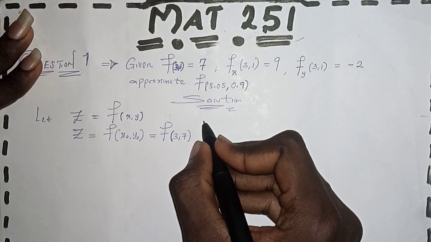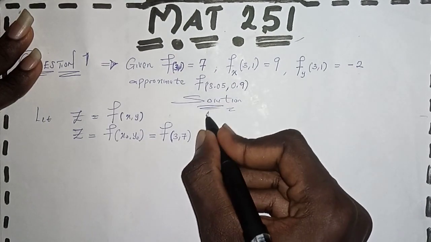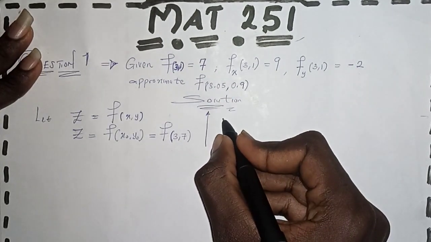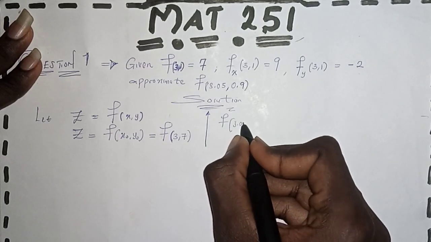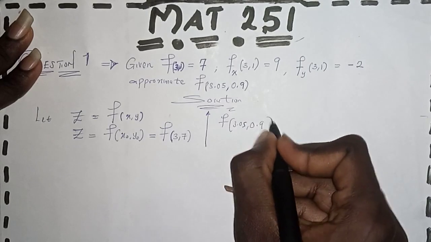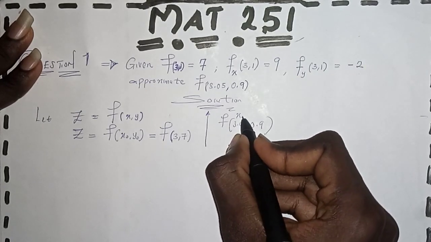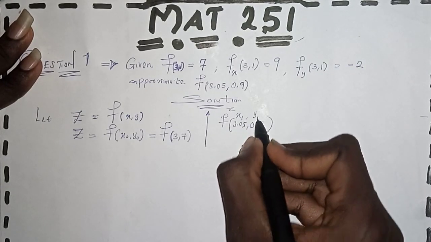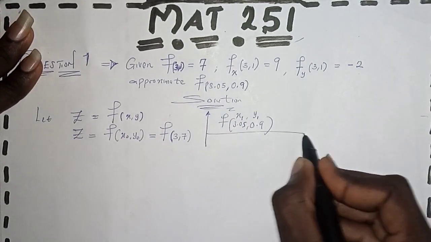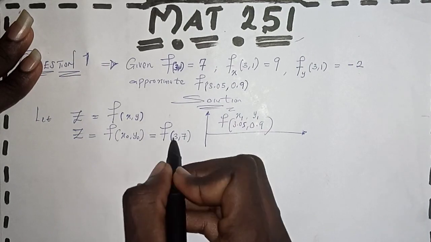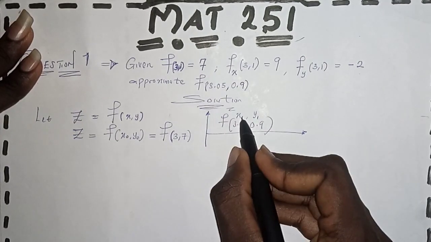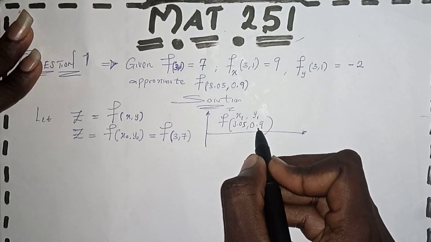At the same time, what we want to approximate now is this function we have here. We now have f of (3.05, 0.9). This implies that we have another value for x1. Let's call this x1, let's call this y1. So mind you, you have to take note of this in such a way that this is your x naught value and your y naught value, and this is for x1 and this is for y1.